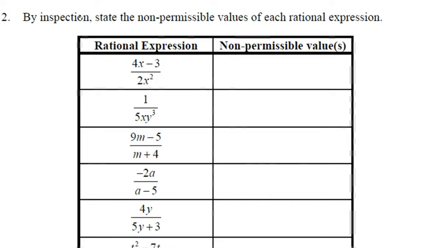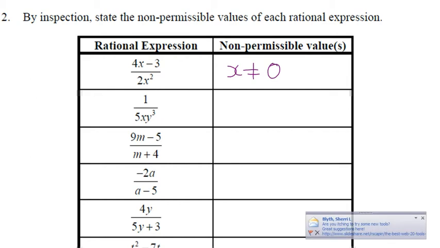All right, so we don't always want to have to solve that or necessarily show the work, right? So we want to get to the point where we can just look at it. So this says, by inspection, state the non-permissible values of each rational expression. Okay, what can't x be? X cannot be 0.